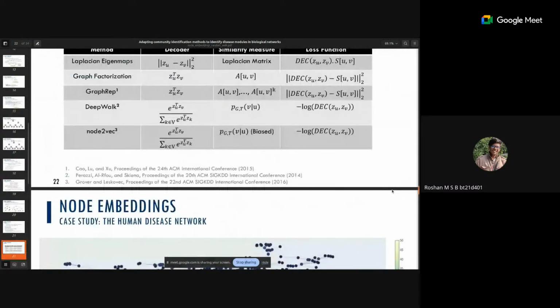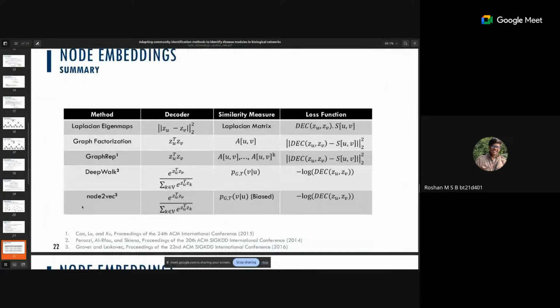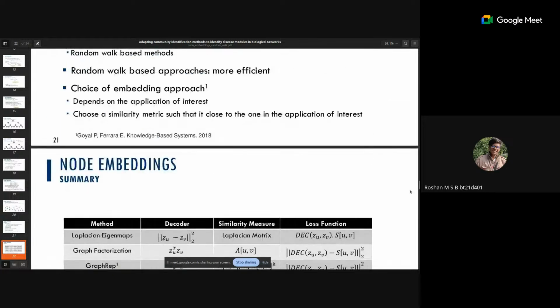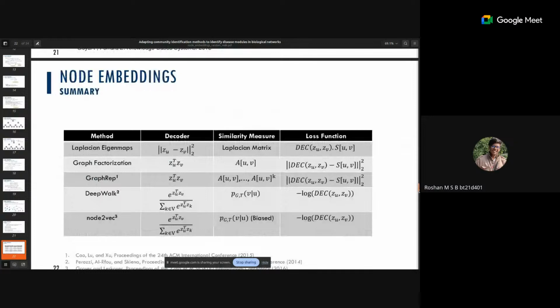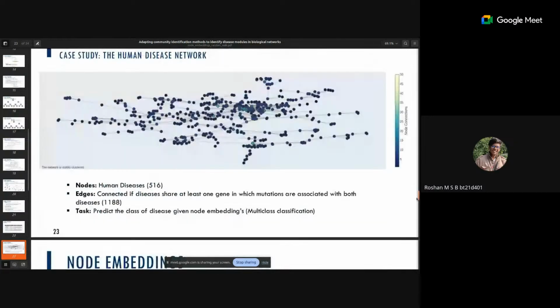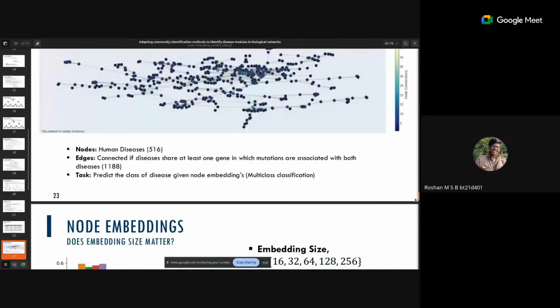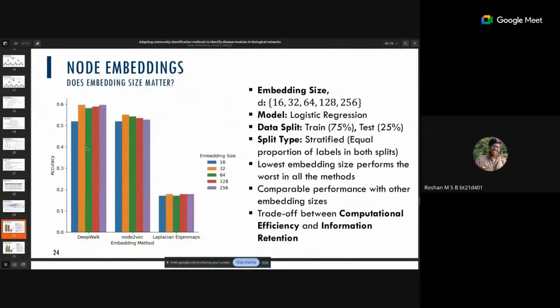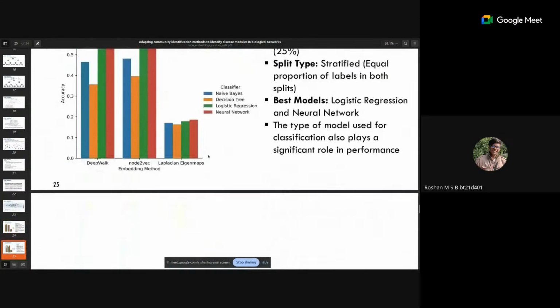So yeah, you have DeepWalk and node2vec. Even though the decoder function is the same across DeepWalk and node2vec, how this denominator is calculated is the basic difference between these two algorithms. And we have done a case study between these two, on how the embedding size determines the downstream performance and so on.